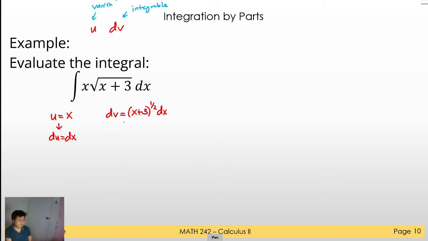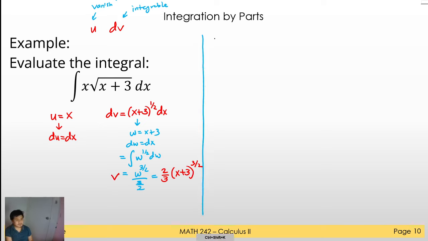How about this? What is the integral of this? We should use u-substitution here. So let w equal x plus 3, dw is equal to dx. This will become the integral of w raised to 1 half dw. So this will be equal to w raised to 3 halves over 3 halves plus C. We can eliminate the plus C here for now. So this will be equal to 2 thirds w raised to 3 halves. Since w is equal to x plus 3, we have 2 thirds x plus 3 raised to 3 halves. I'll write this in red. So this is your v.